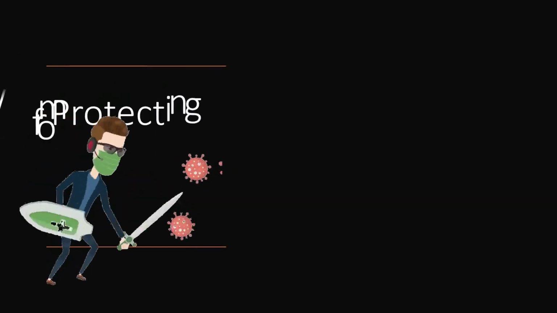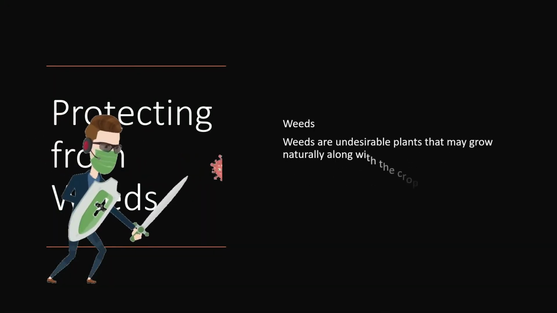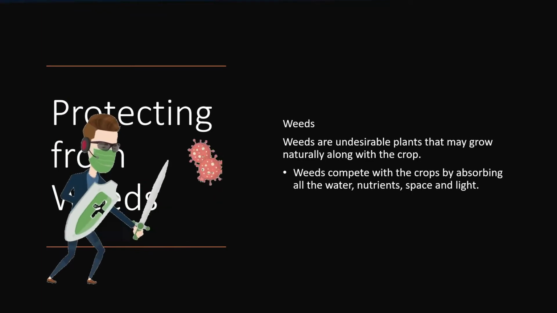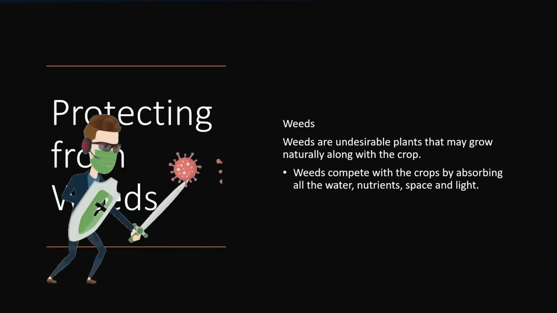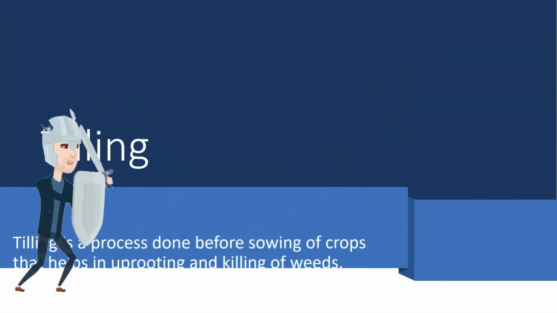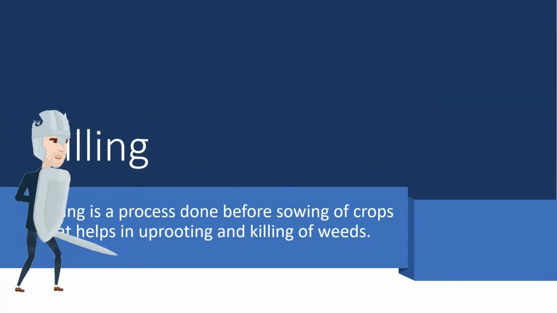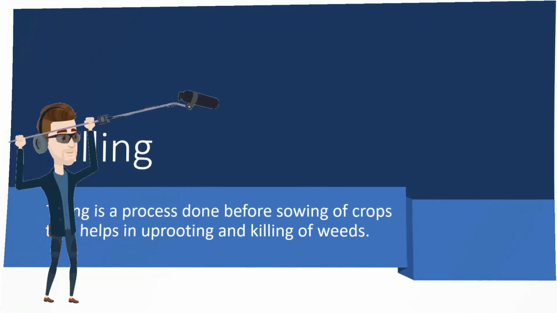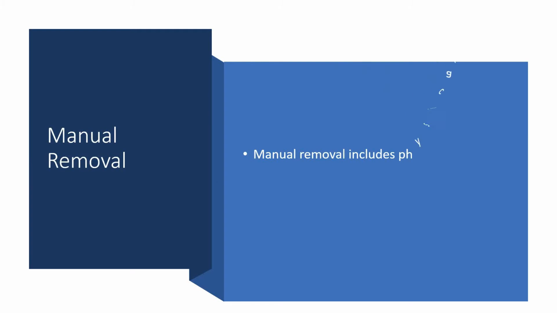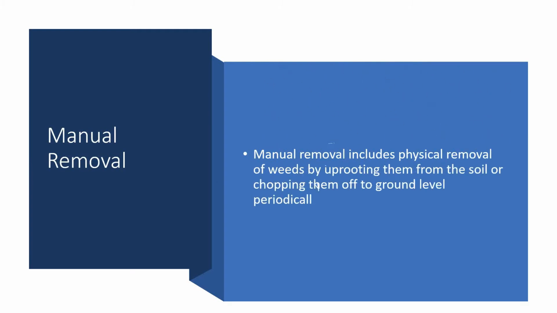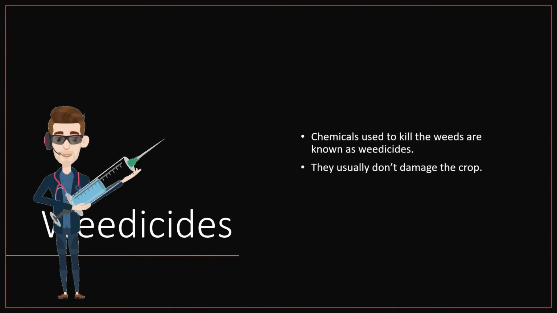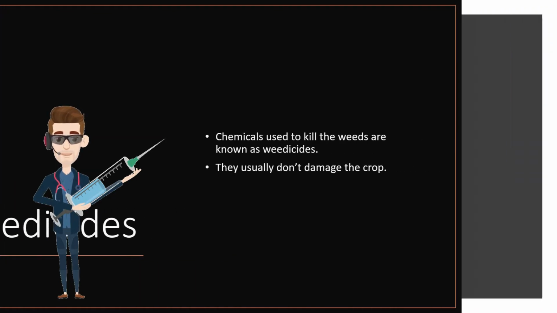Protecting from weeds. Weeds are undesirable plants that may grow naturally along with the crop. Weeds compete with the crops by absorbing all the water, nutrients, space and light. Tilling. Tilling is a process done before sowing of crops that helps in uprooting and killing of weeds. Manual removal. Manual removal includes weedicides. Chemicals used to kill the weeds are known as weedicides. They usually don't damage the crop.